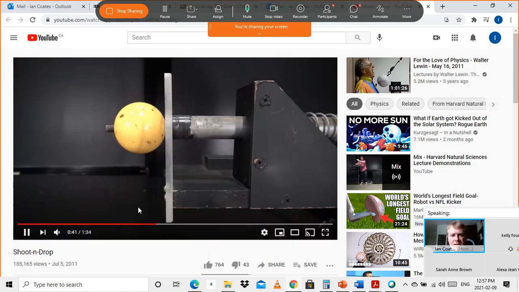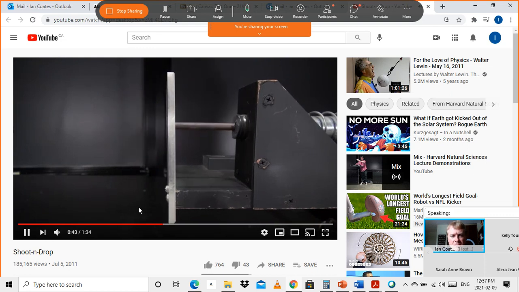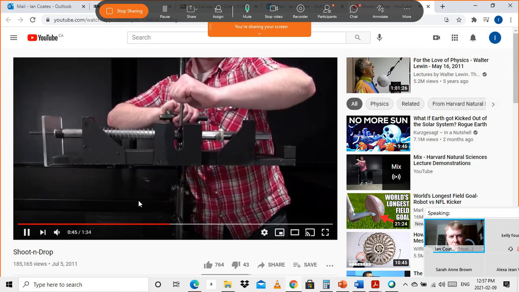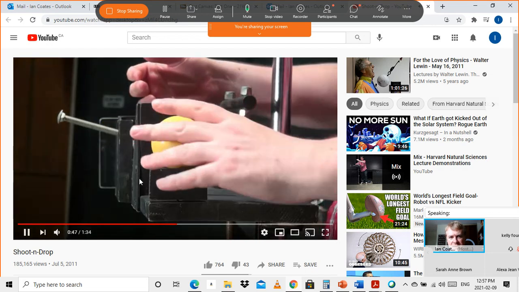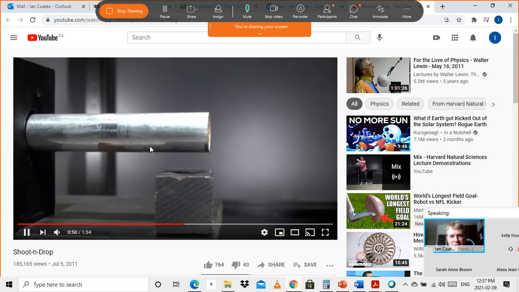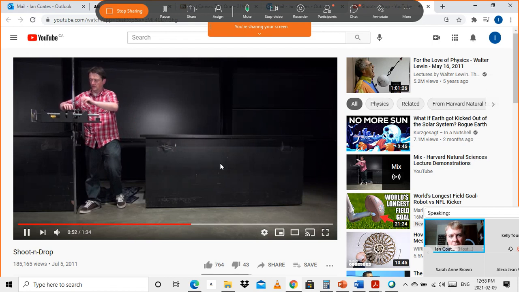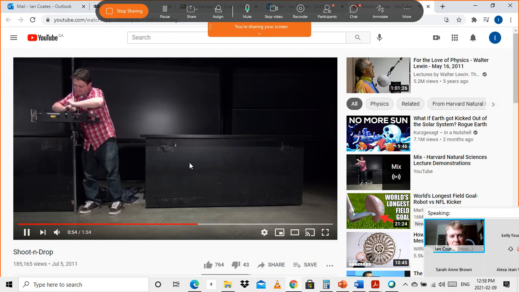So this guy's got some billiard balls that he's drilled a hole in. And he's got this one here and another one. So one ball is going to fly out. The other ball is just going to drop.